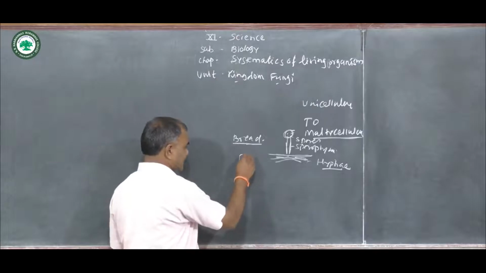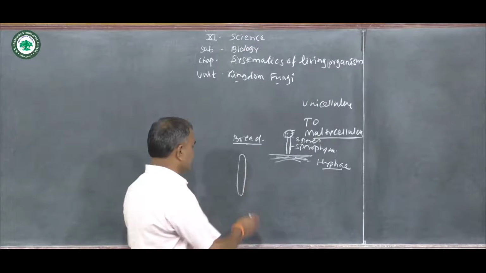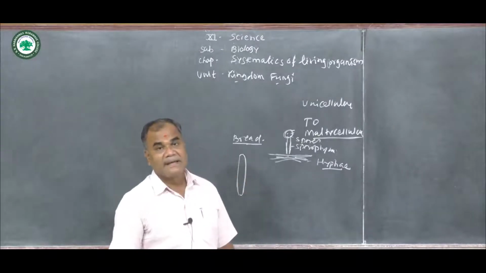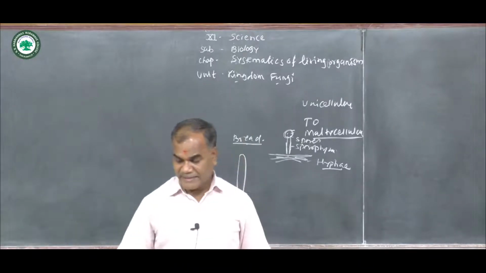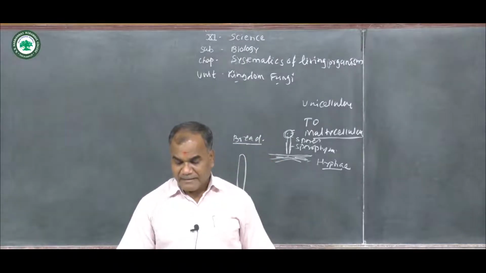The cells are long and elongated. They cannot be divided into other cells. These are the hyphae. Meaning of that, the cells are long and elongated.